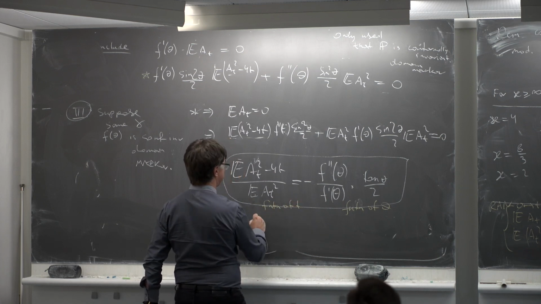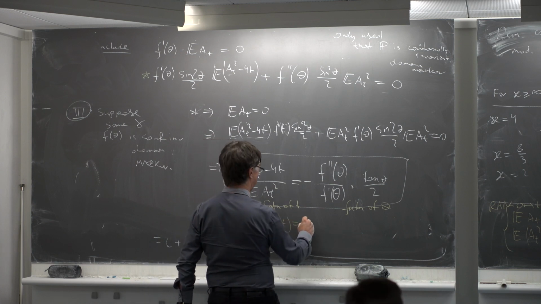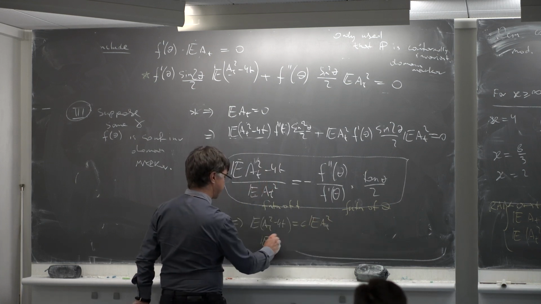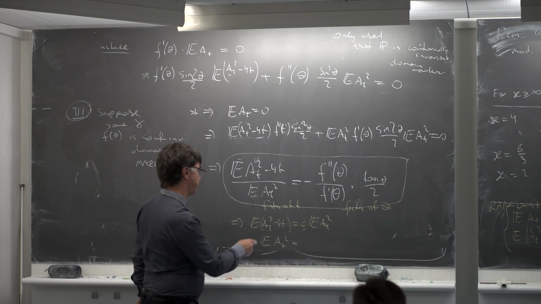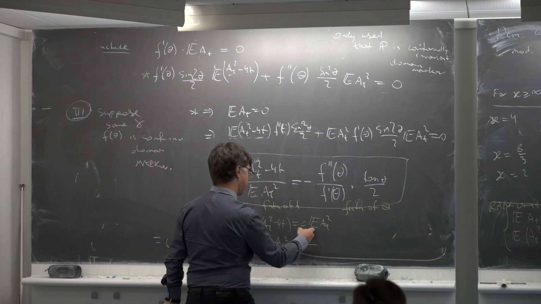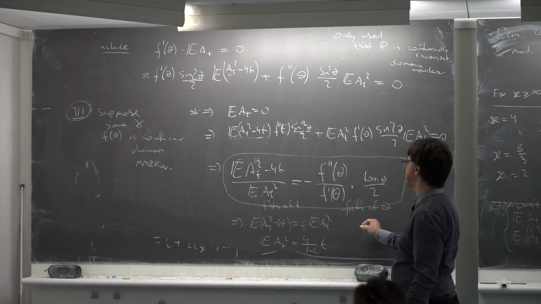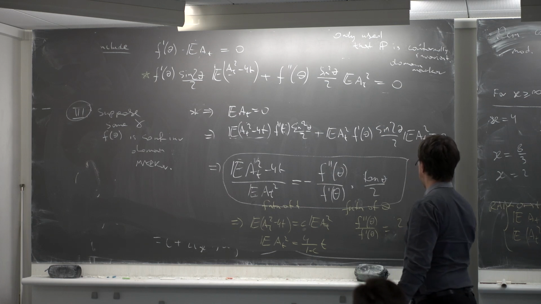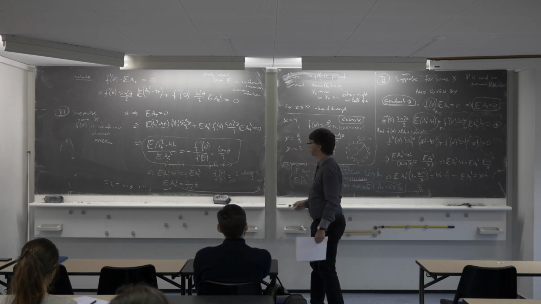So what you get is that the expectation of AT squared minus 4t is some constant times the expectation of AT squared, which means that if you know this constant, the expectation of AT squared is equal to 4 over, you move it, 1 minus c times t. So it just plays the role of kappa. But you also get that f prime prime theta over f prime theta is equal to twice cotangent theta times this constant. And again, you can solve the equation.